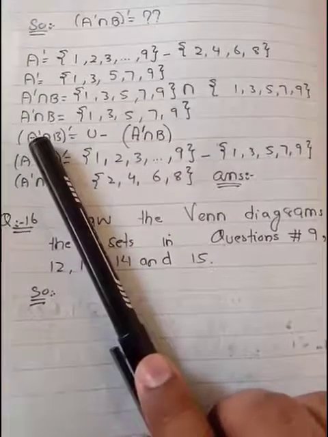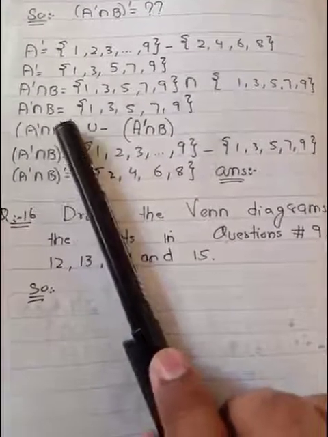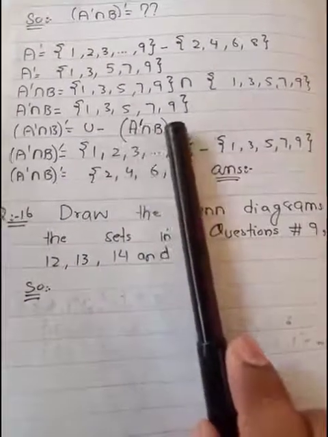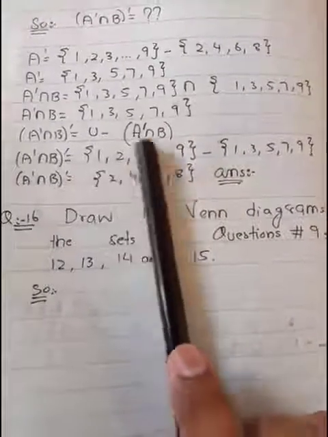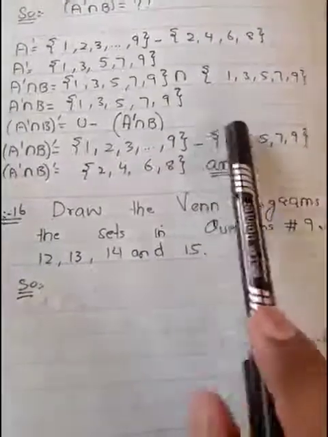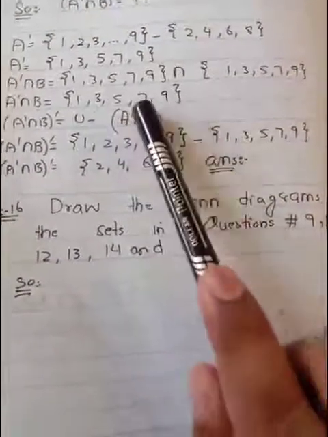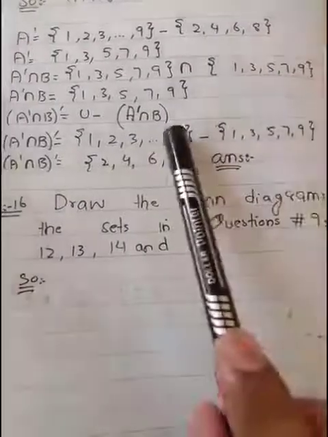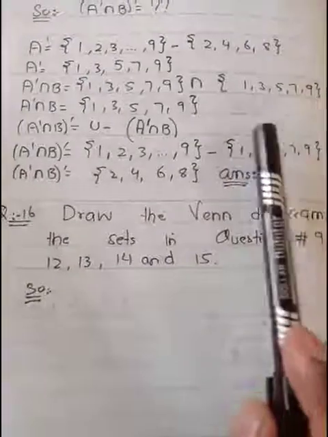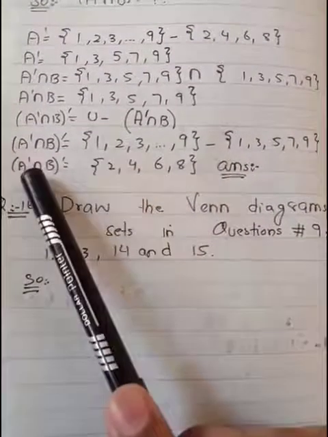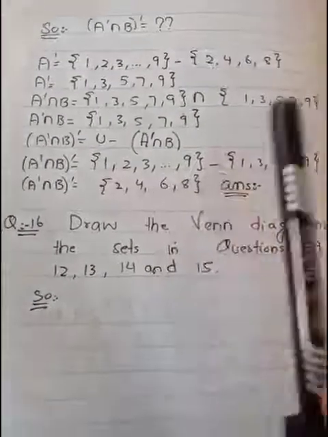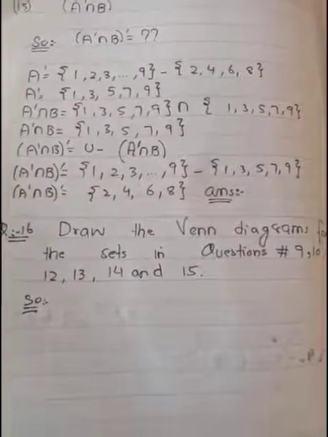Now we will solve A complement intersection B whole complement, that is U minus A complement intersection B. First we will write the U set, that is 1 2 3 4 5 6 7 8 9 minus, then we will write the answer of A complement intersection B. This is 1 3 5 7 9. So we will subtract 13579 from U. We will get the answer of A complement intersection B whole complement, that is 2468. So this was today's class.